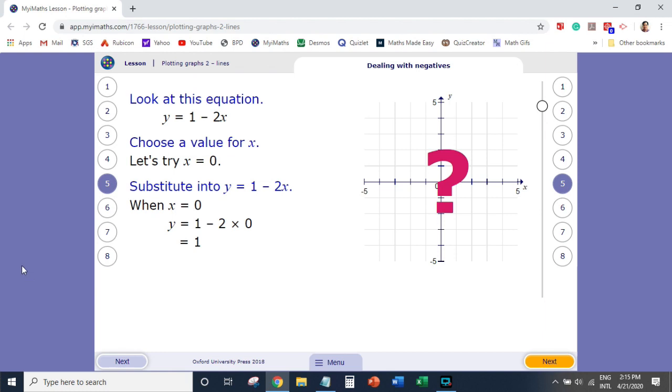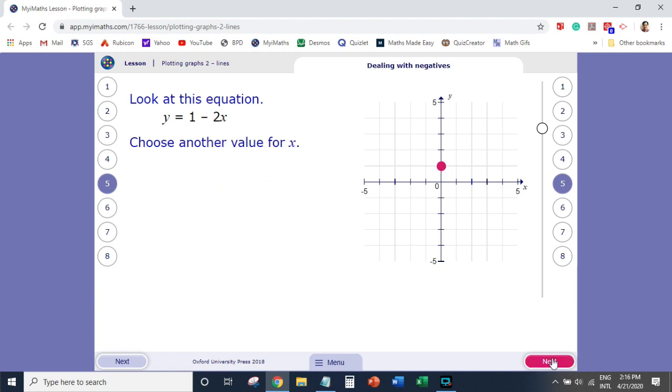So if x is 0, copy 1, copy minus, copy 2, and then again, do not use this x as multiplication. We have to use parentheses. So parentheses 0, we will change x to 0. Since negative 2 times 0 is 0, the answer is just 1. So the coordinate is, if x is 0, your y is 1. So that's the point right there, 0 and 1.